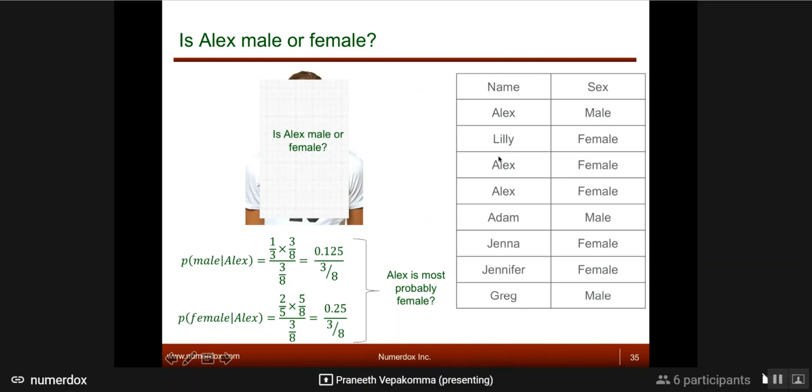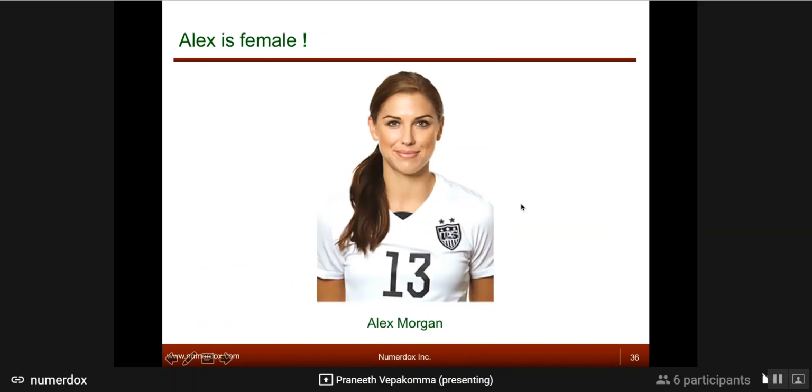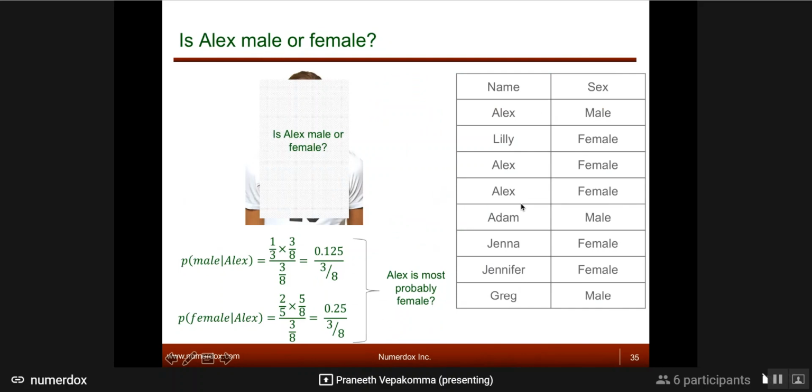But what you want to do correctly is this. You're going to compute Alex given male as follows. If it is given that it is male, then you have 3 possibilities. Out of those 3 possibilities, how many do you have? Alex is 1 male, Adam is another male, Greg is another male, right? So now this is the right answer.